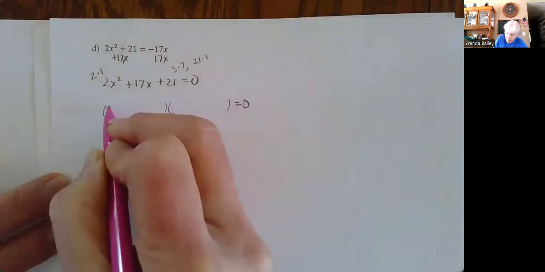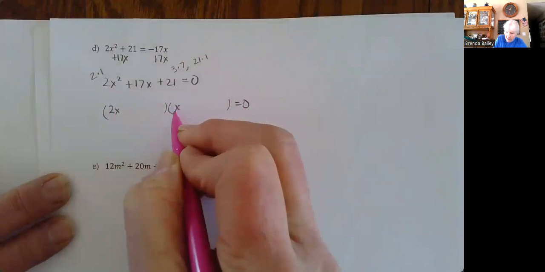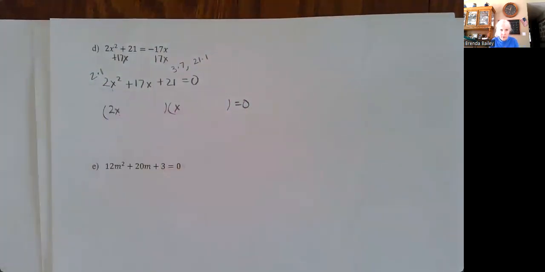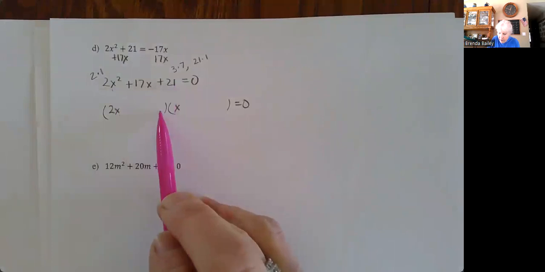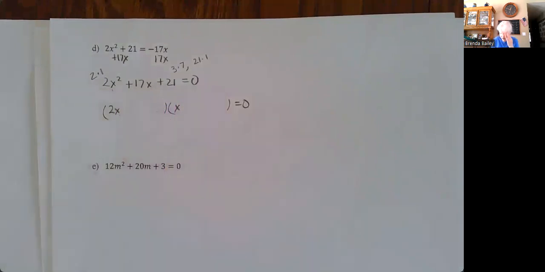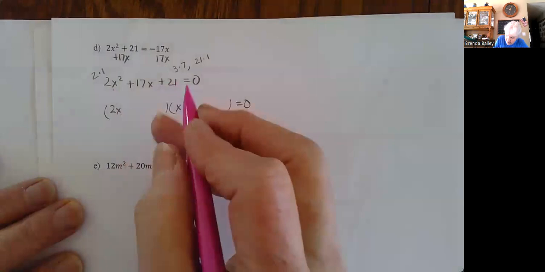So we only have a choice of 2x and x. That's it. 2x times x gives you 2x squared. No other choice. Now you have a choice for the 21, the last spot. You can either put 3 and 7, or you can put 21 and 1. Let's do 3 and 7. Just guess.